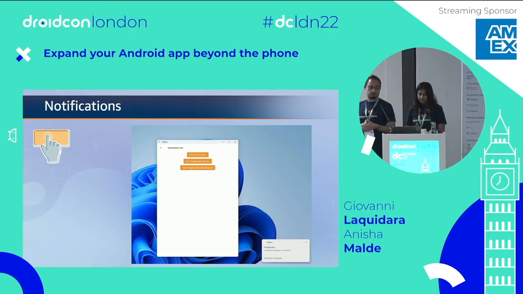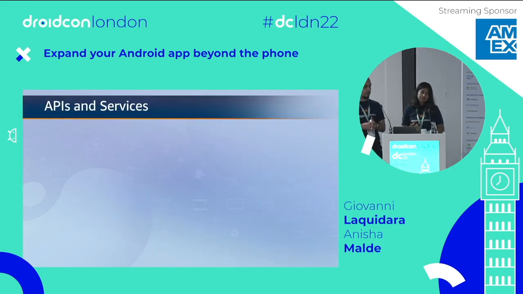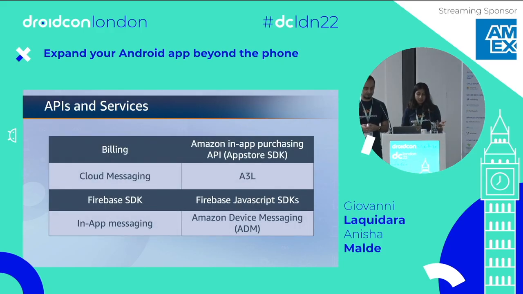And finally, we're going to touch a little bit on APIs and services. So if you're thinking of porting your app to Amazon, we have our APIs and services that you can easily use to bring them over. So it's an equivalent suite of APIs that you're probably used to. So for example, if you're using Google's Play services for billing, we have the Amazon in-app purchasing API, so the App Store SDK.